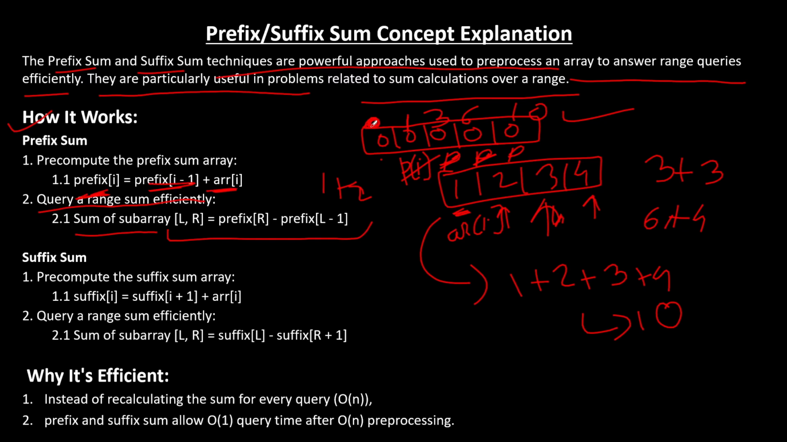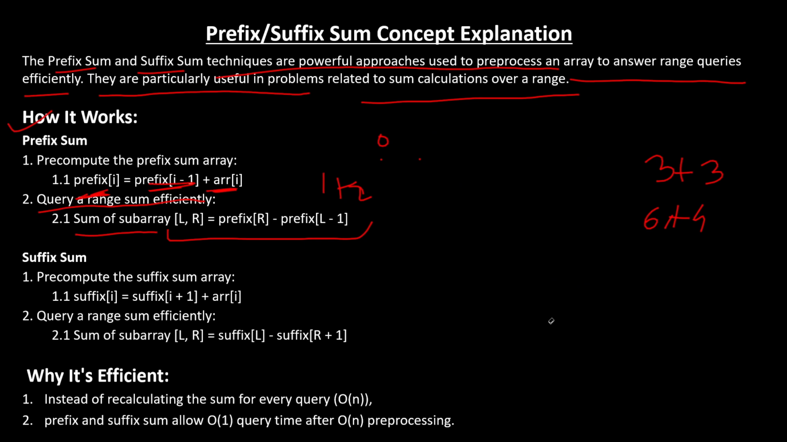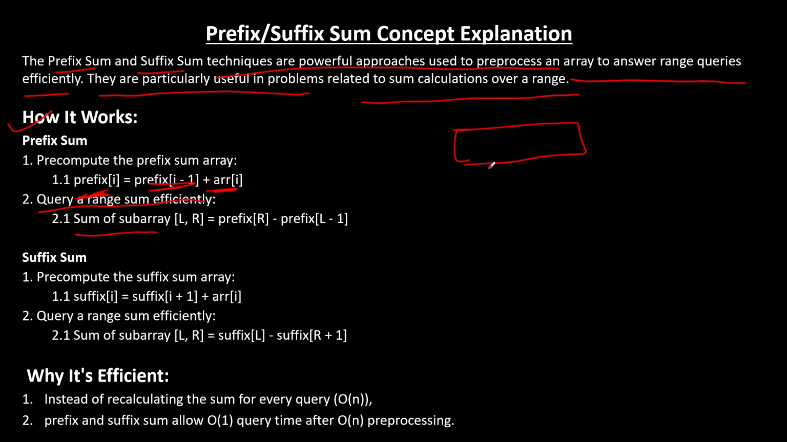Now let's understand the suffix. Suffix is exactly the opposite of prefix and nothing else. Prefix calculates the sum from the front side, left to right, but suffix calculates from right to left. So if we take this as some array of suffix, let's take an array. And what suffix says is suffix of I plus 1 plus array of I.